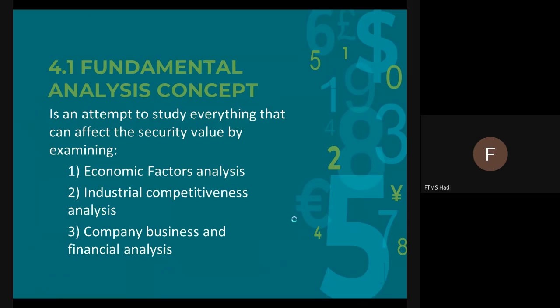All right, let's have a look at the concept. Fundamental analysis is an attempt to study everything that can affect the security value. The security value refers to the share price. The share price can be going up, going down, going up, going down. So what are the factors that influence the increasing or decreasing of share price? We will look at these factors: the first one, economic factors; the second one, industrial competitiveness; and the third one, the company itself. As you can see, there is a hierarchy by looking at the size of the business. Later on, we will see those three elements.